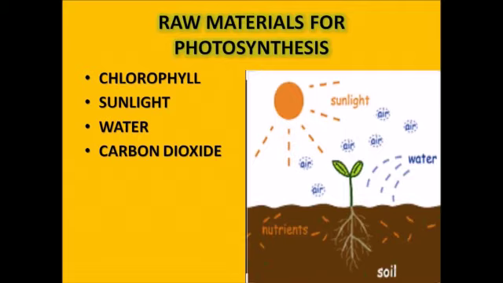Then another important material used for photosynthesis is carbon dioxide. That is why plants take in carbon dioxide from the air. We usually say that plants take in carbon dioxide and exhale oxygen. So why do they take carbon dioxide? For the process of photosynthesis.